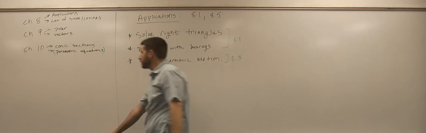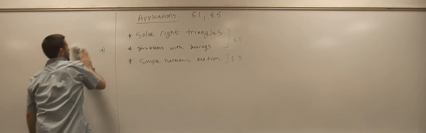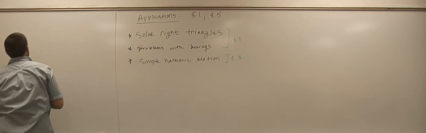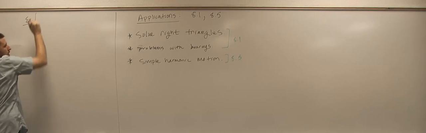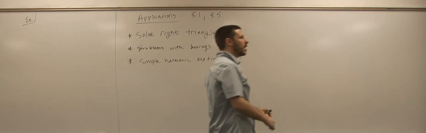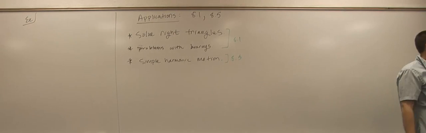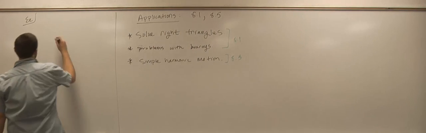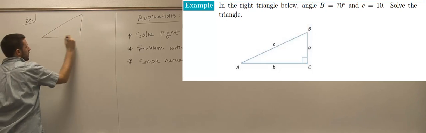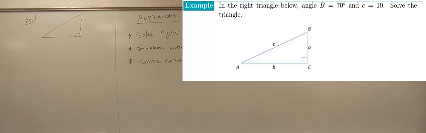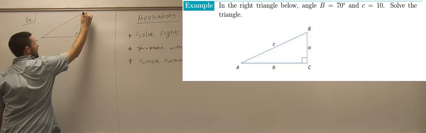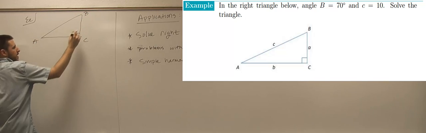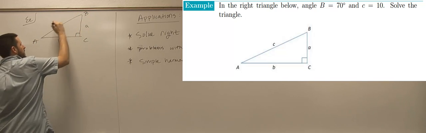So for example here, in the right triangle below, angle B is 70 degrees and c equals 10, solve the triangle. So I give you a right triangle. I label it for you A, B, C.